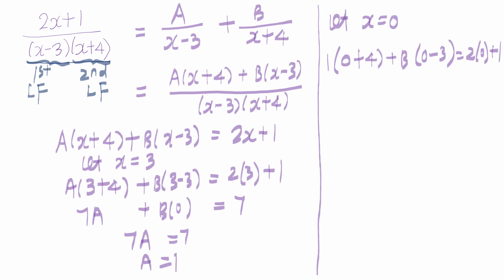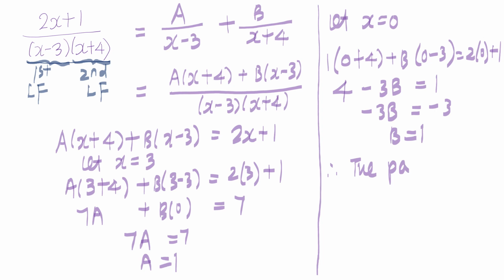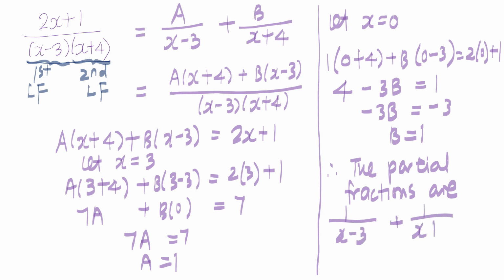So that will give you 4 minus 3b equals 1. Negative 3b is equal to 1 minus 4, negative 3. b equals 1. So therefore the partial fractions are 1 over x minus 3 plus 1 over x plus 4.